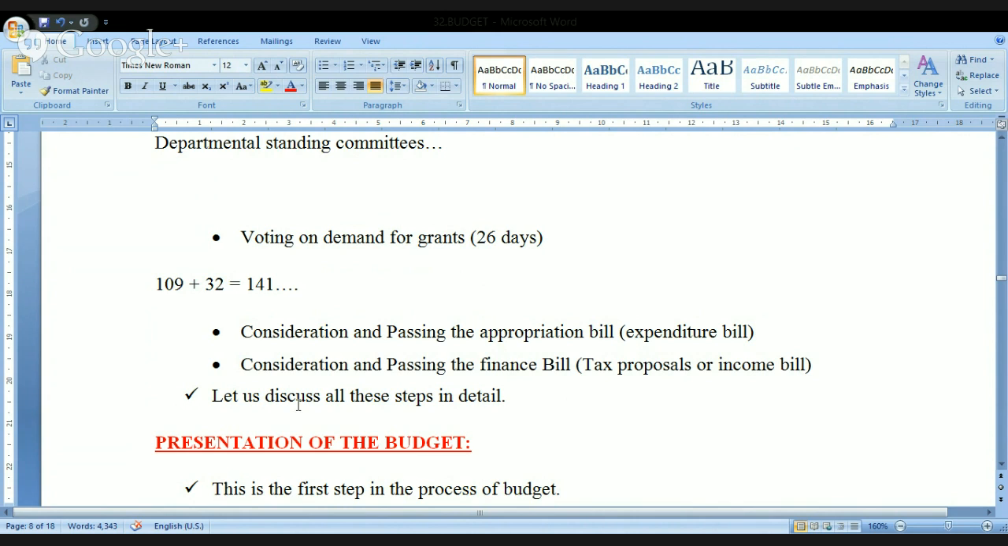Next one. So now let's look at all these steps in a detailed manner. One after the other, we'll try to see here. But first of all, please remember all the points here.